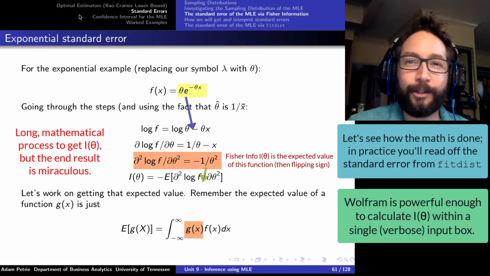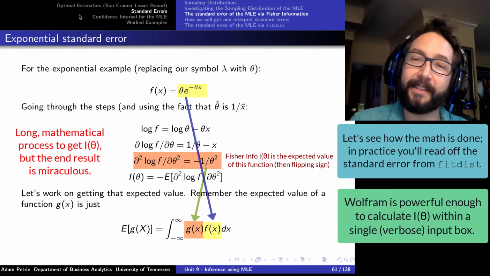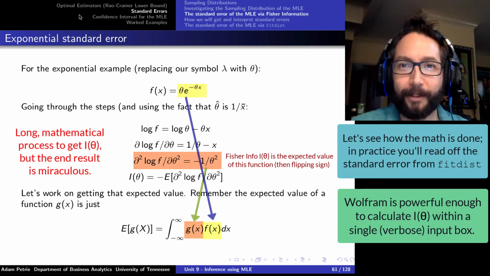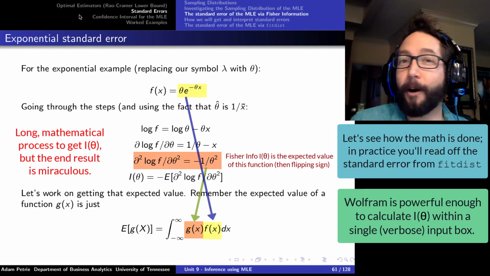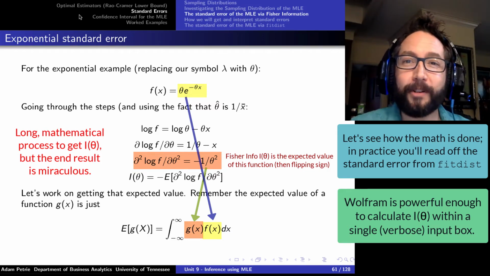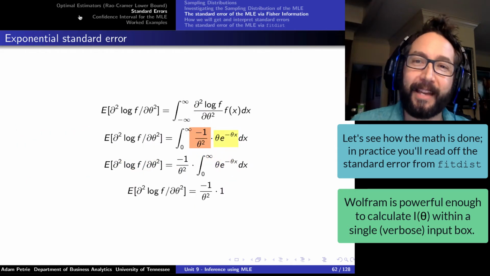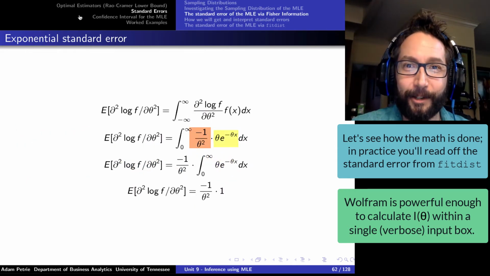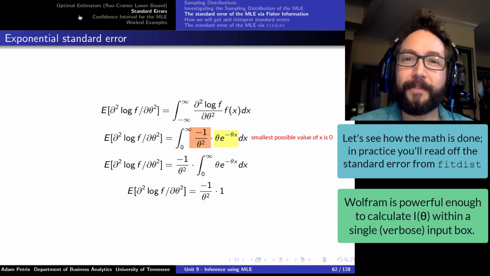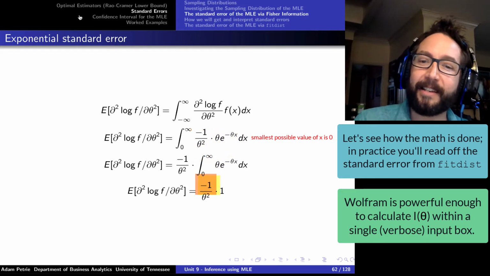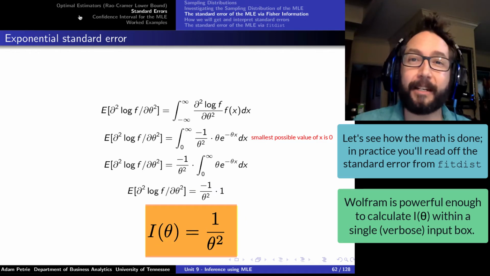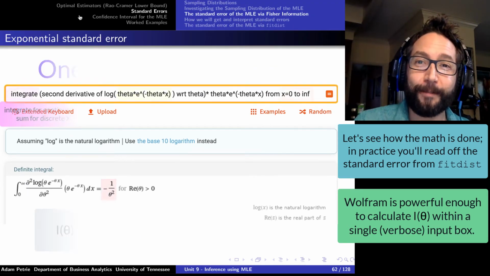What we do is we transcribe our formula for that function, in this case just minus 1 over theta squared, times the formula for our PDF, which is the formula for our exponential, and then we integrate that over all possible values of x that we could potentially observe. So I'll integrate that expression, minus 1 over theta squared, times theta times e to the minus theta times x, my formula for the PDF, from x equal to 0 all the way up to x equal to infinity. And what I find is that that's equal to minus 1 over theta squared. Fisher information says to flip the sign of that expected value, and then you get the Fisher information.